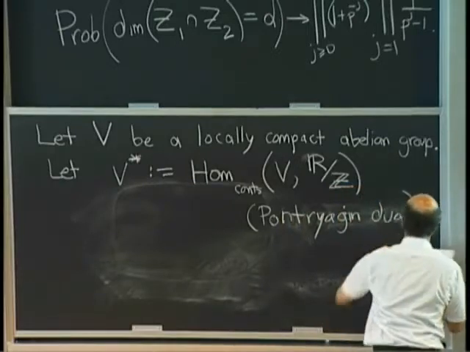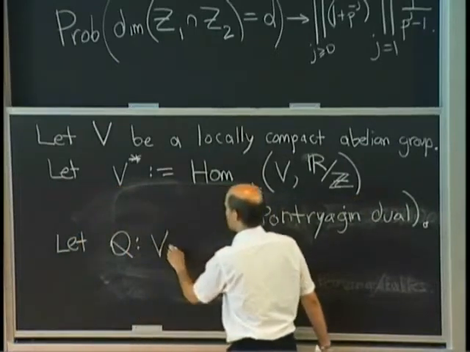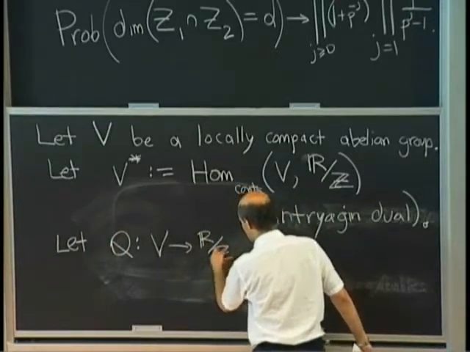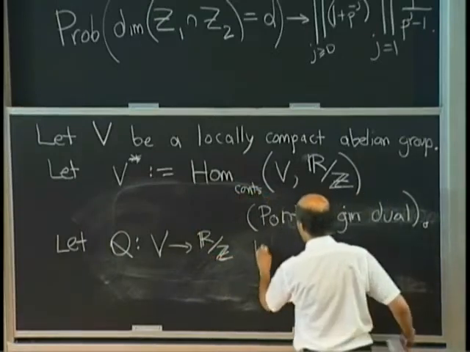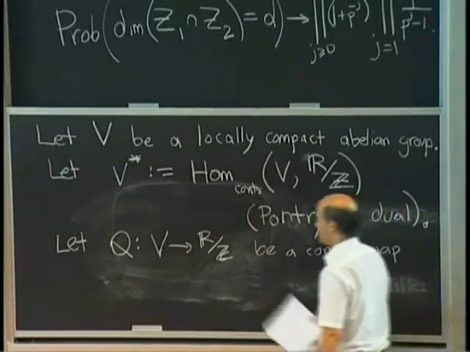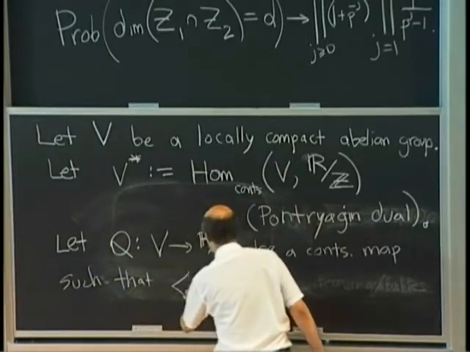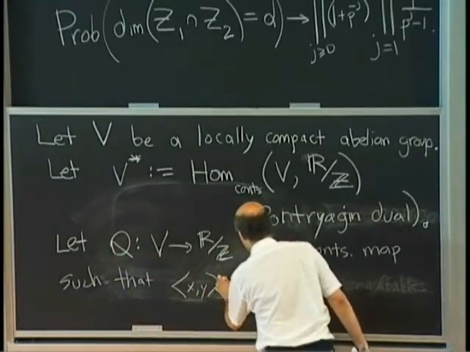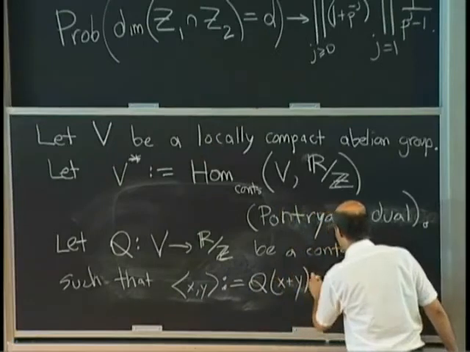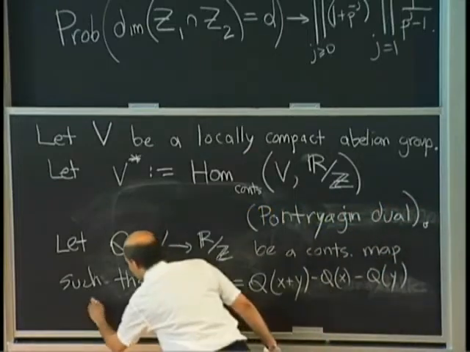All right, so now I want to put a quadratic form on this. A quadratic form is just a map, but now it's going to be taking values in R mod Z. It'll be a continuous map. And what makes it a quadratic form is, again, the condition that the associated form is bilinear. So this is bilinear.